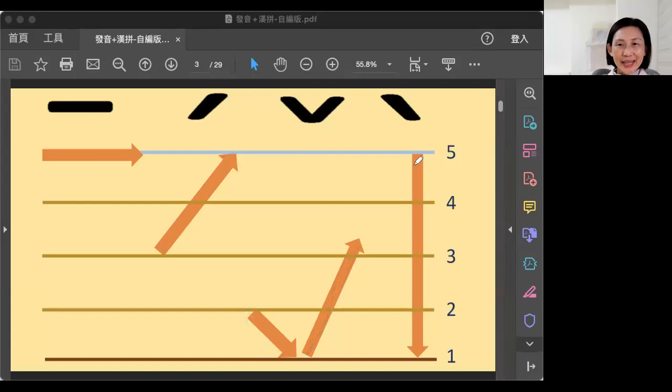Now let's see the fourth tone. The fourth tone is from the highest pitch down, down, down, down to the lowest pitch. From the highest pitch down to the lowest pitch in short time. À, fantastic. So great.